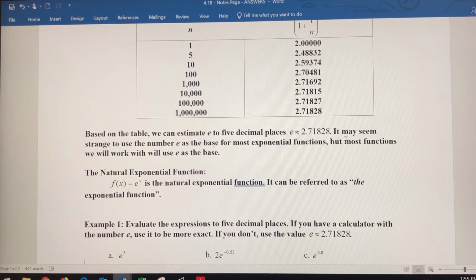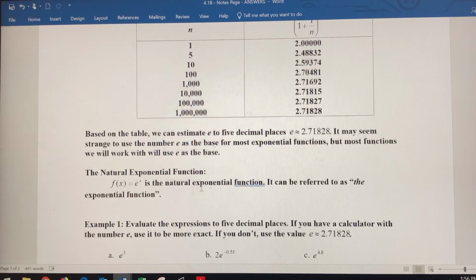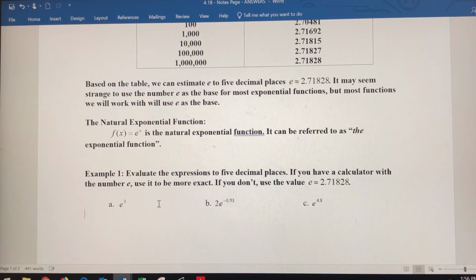Now, for most applications we're going to use e, and when we get into logarithms again, we're going to use what's called the natural log, which has a base of e. But first, let's talk about the natural exponential function, which is f of x equals e to the x. It's also referred to as the exponential function. So in order to evaluate e to the 3, you can plug in 3 into this, or you can use a calculator.